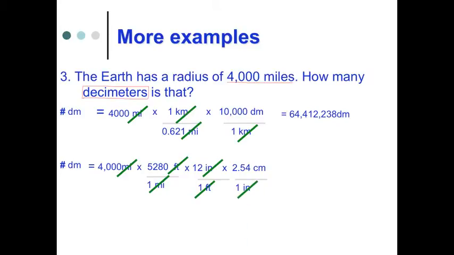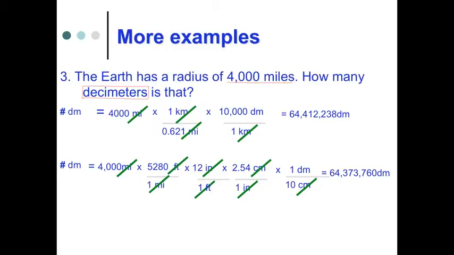And then I can use my metric ladder to go from centimeters to decimeters. 10 centimeters is 1 decimeter. And again, I multiply across the top, 4,000 times 5,280 times 12 times 2.54 divided by 10. And I get an answer of 64,373,760 decimeters.